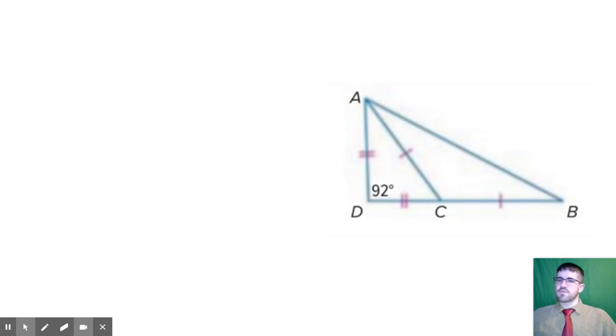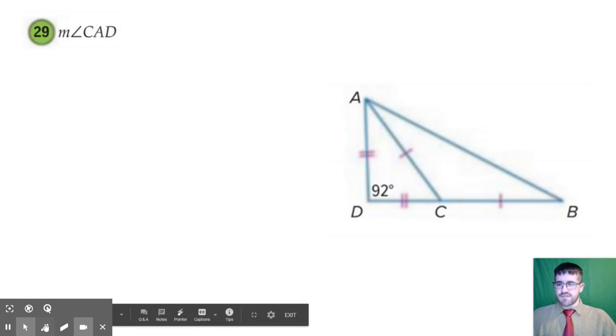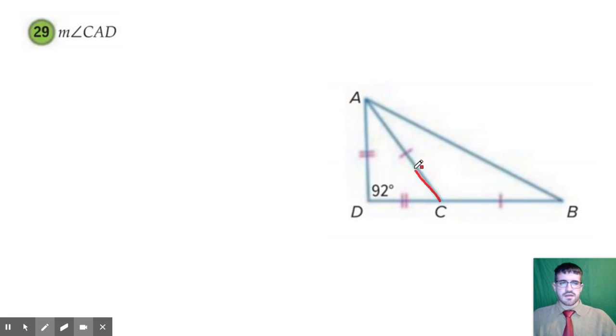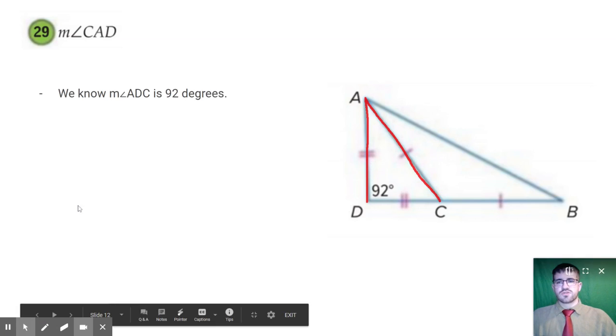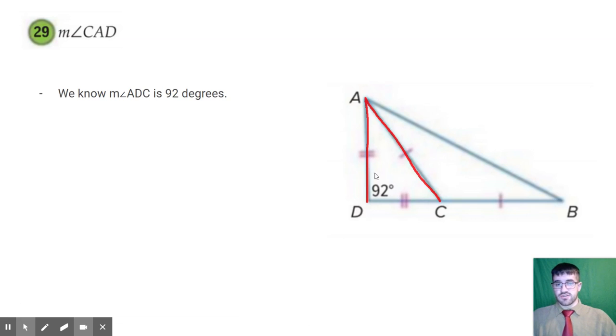Okay, for the next 4 problems, we are given this figure, and we want to find out different angle or side measurements in this figure. So for question 29, we are asked to find the measure of angle CAD. So we know the measure of angle ADC, or angle D, is 92 degrees. That's right here.